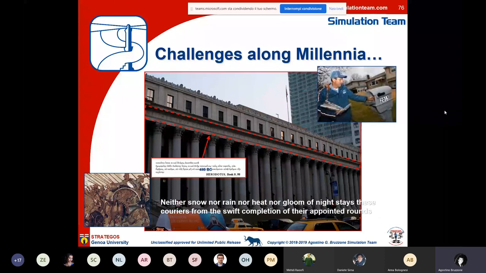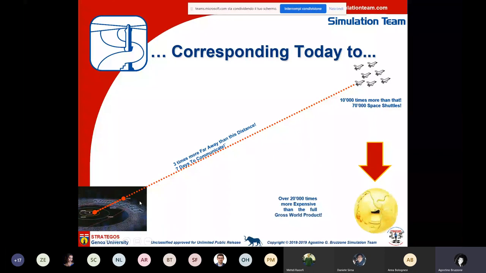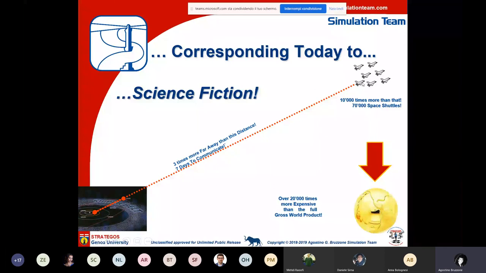To give you an idea of the corresponding complexity nowadays, if you make a proportion of the time to travel and the distance, if you look at this drawing where you can see the solar system, and this is the orbit of Pluto, and this distance should be multiplied by 3, it is 7 days to communicate at the speed of light. And you see this seven shuttle over here, it should be 70,000 shuttles operating at 3 times this distance, that is much more than the distance between Earth and Pluto, okay? And it could cost 20,000 times more than the full gross world production at the actual cost, okay?